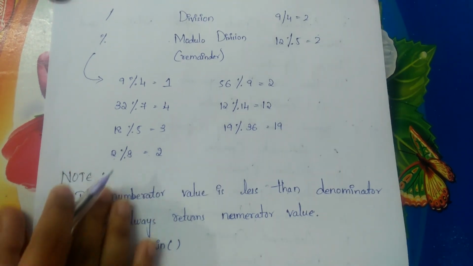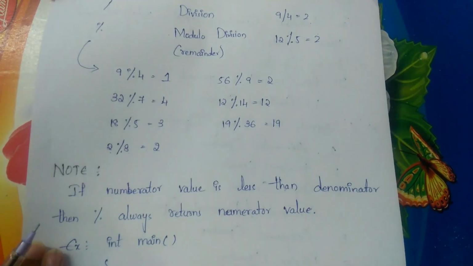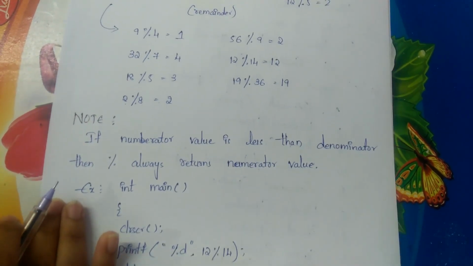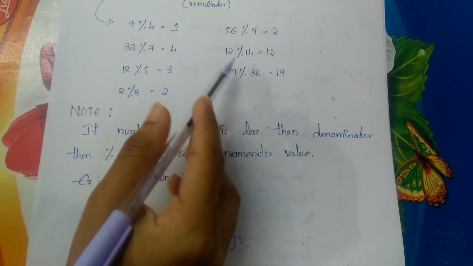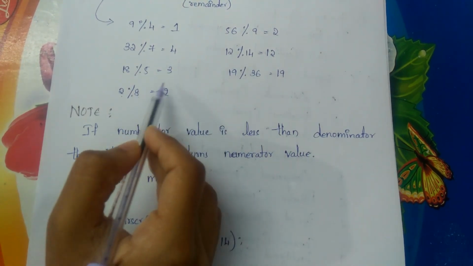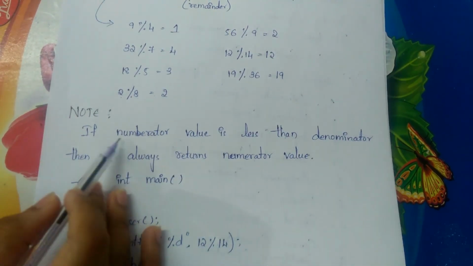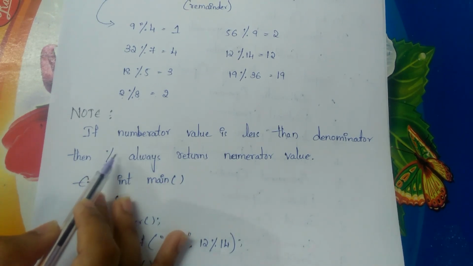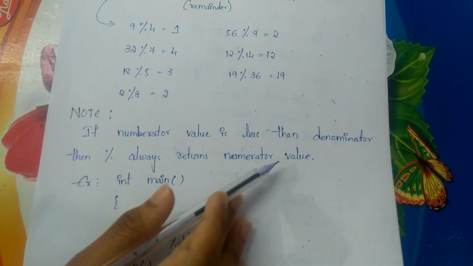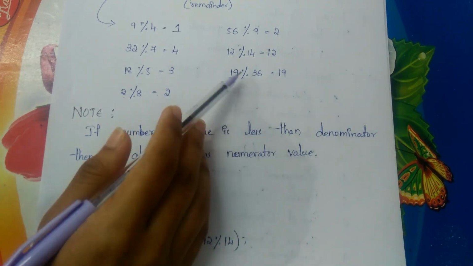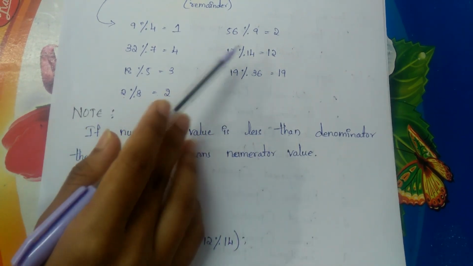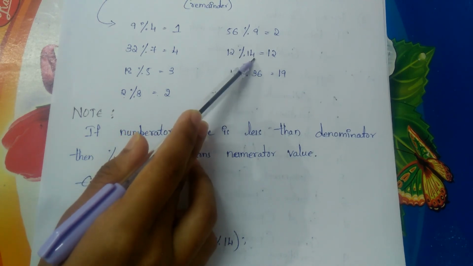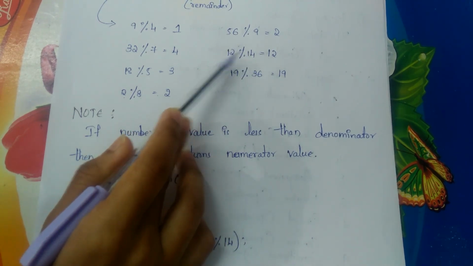And we have a note point: if you take these 3 examples, if the numerator value is less than the denominator, then the modulo operator always returns the numerator value only. So it always returns the dividend, that is the numerator value only. Here also the numerator value is less than the denominator, so the modulo operator always returns the numerator value.